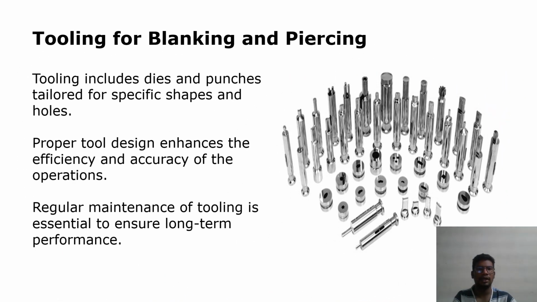Tools for blanking and piercing. Tools include dies and punches for the specific shapes and holes. Proper tool design enhances the efficiency and accuracy of the operations. Regular maintenance of the tools is essential to ensure long term performance of the tools for blanking and piercing. We have to maintain proper maintenance for the tools we use in the machines.